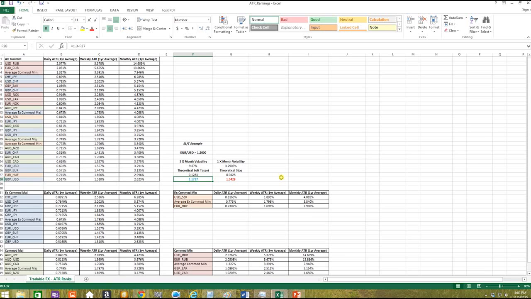So we're either going to have a soft target of 121 or a soft target of 118. And both of those soft targets are within the realms of possibility based on our volatility analysis.